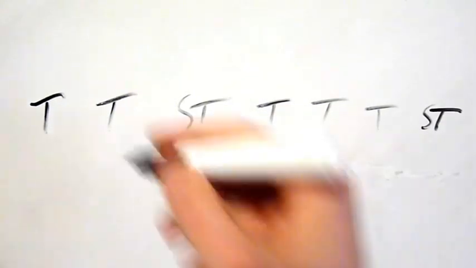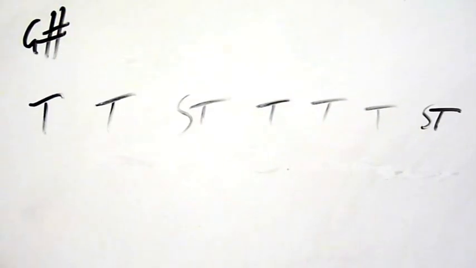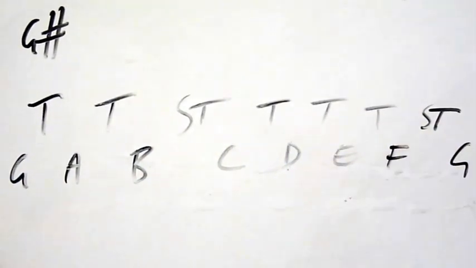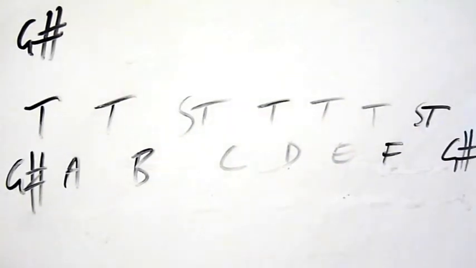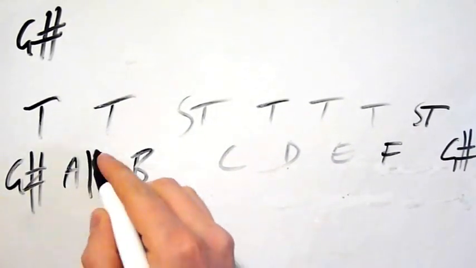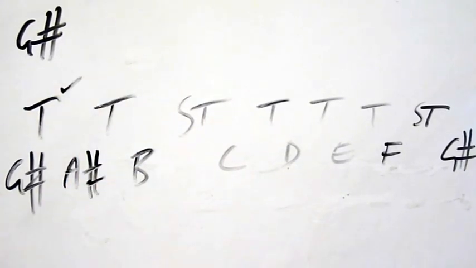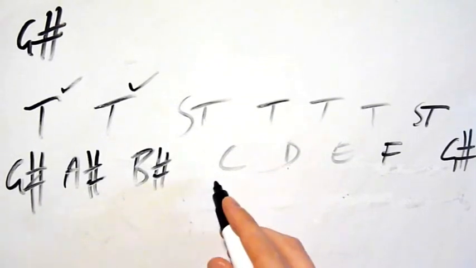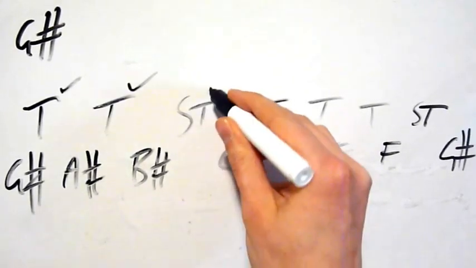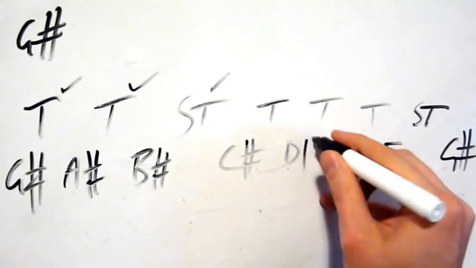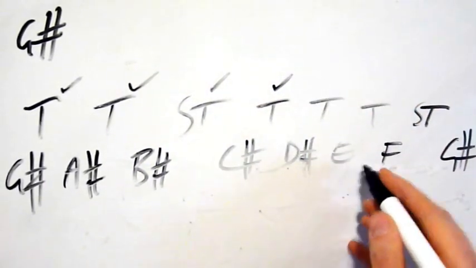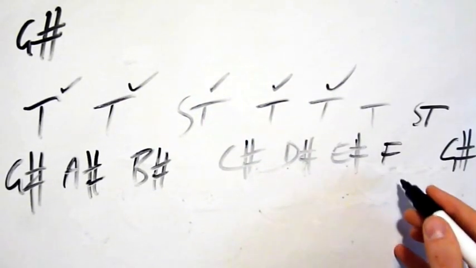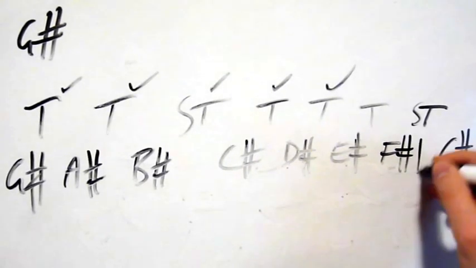Okay, last one. This one's a tricky one. G sharp major. You know the drill by now. Note names and put a sharp on the G to start. Okay, G sharp to A sharp, A sharp to B sharp, B sharp to C sharp, C sharp to D sharp, D sharp to E sharp, yep. E sharp to F, it's F sharp, sharp.